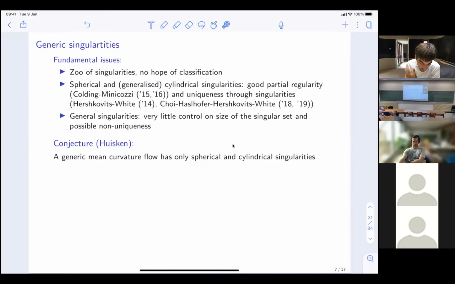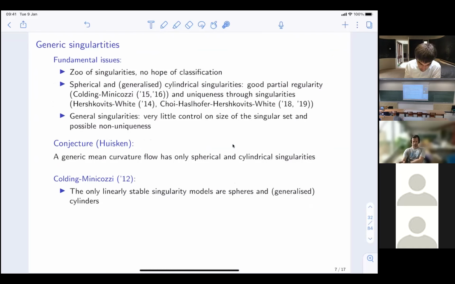Okay, now there's an old conjecture of Huisken, who conjectured that a generic mean curvature flow has only these kind of spherical and cylindrical singularities. The question was still, what does generic mean? In what sense generic? Okay. Now, there was first fundamental work of Colding and Minicozzi, which I'll explain in a moment.